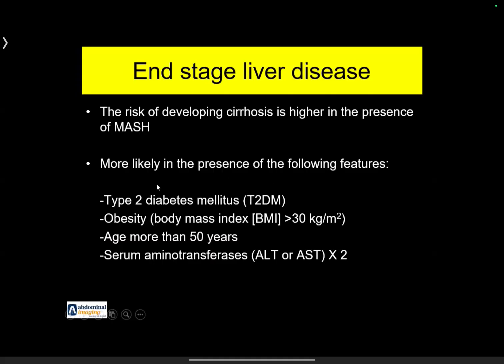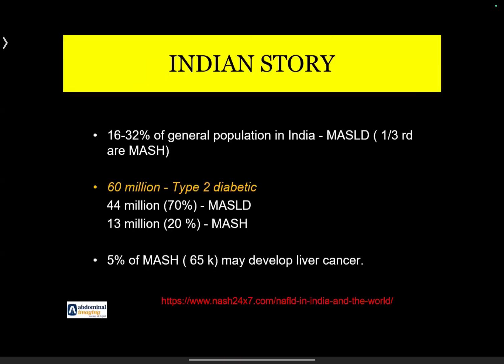And the risk factors, when you see a fatty liver, look for these findings, whether the patient is diabetic. You can check a BMI by taking weight and other parameters in your ultrasound clinic or a CT. Patient's age of more than 50 years, and if there is raised aminotransferase enzymes by 2 times.